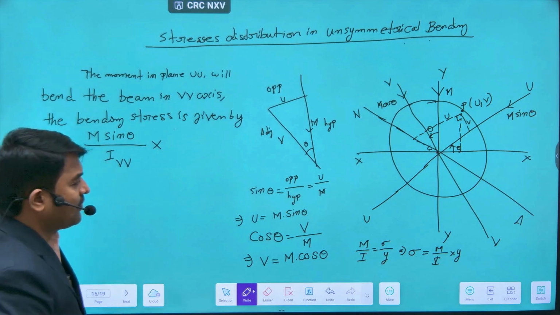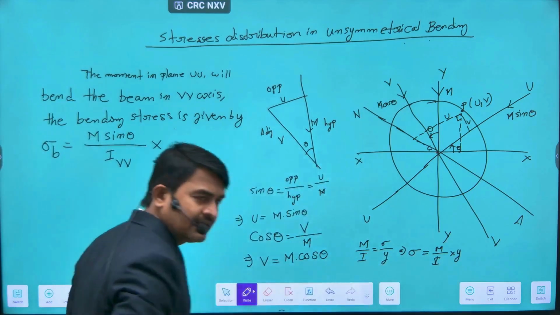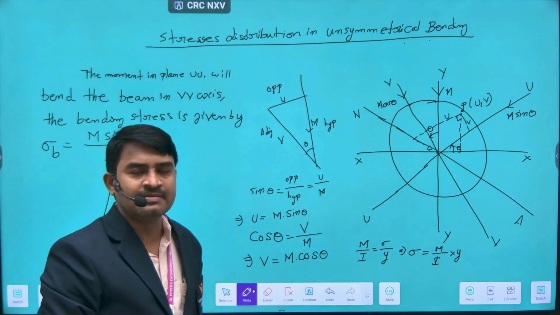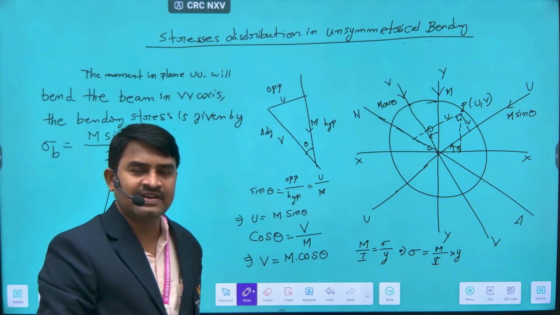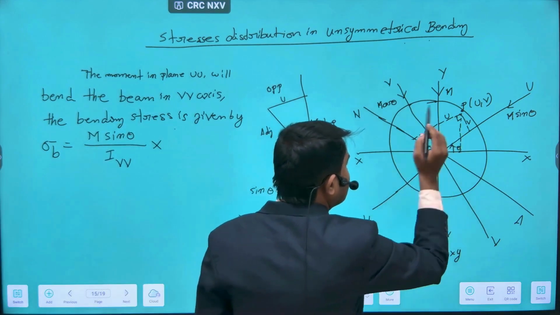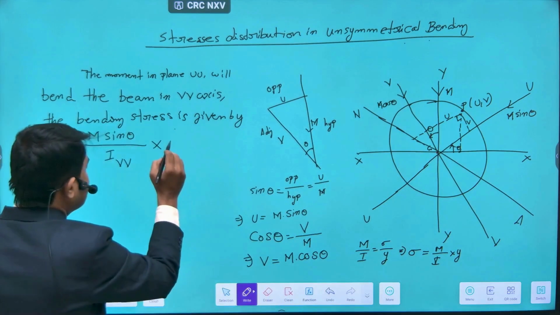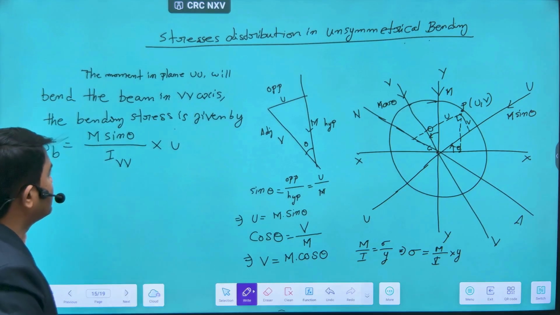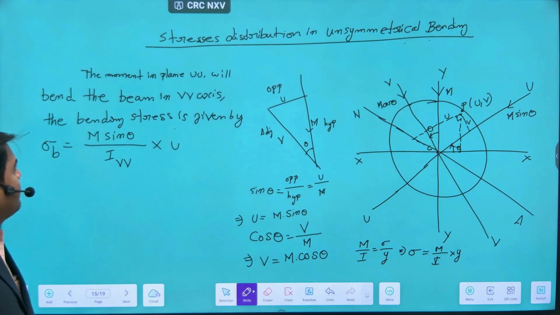Then the important next term is Y. What is Y? Y is nothing but the distance of the extreme fiber from the neutral axis. So here, from here to here, the distance is U. So that is U. This is how we have to calculate the moment in plane UU.